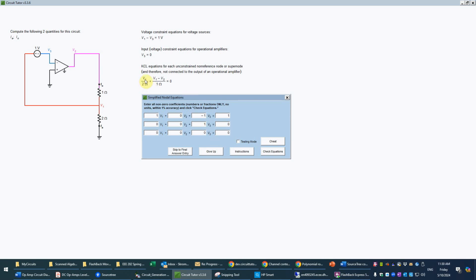And for the third equation, we have a half V1 plus 1 V1. That's, of course, 3 halves, or just 1.5 V1. Or we could write it as 3/2 if you like. And then minus V2 over 1, so that's just a minus 1 here. And then the rest of that is just 0. So that should complete the equations.